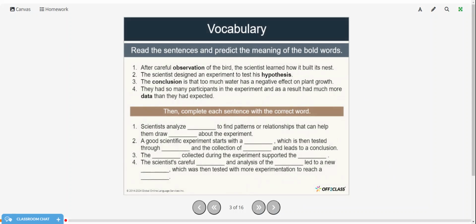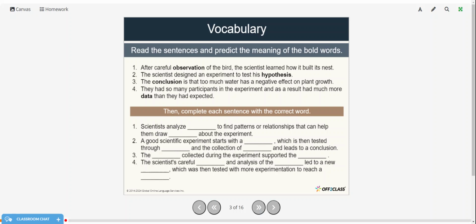So you're going to read the sentences and predict the meaning of the bold words. You can pause the video and read on your own, or you can follow along as I read. After careful observation of the bird, the scientists learned how it built its nest. The scientists designed an experiment to test his hypothesis.